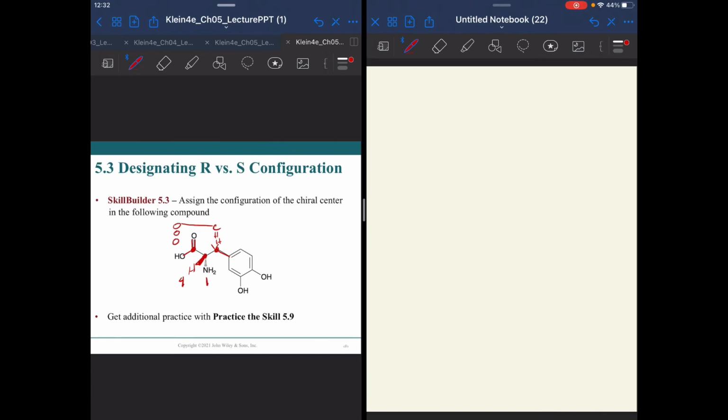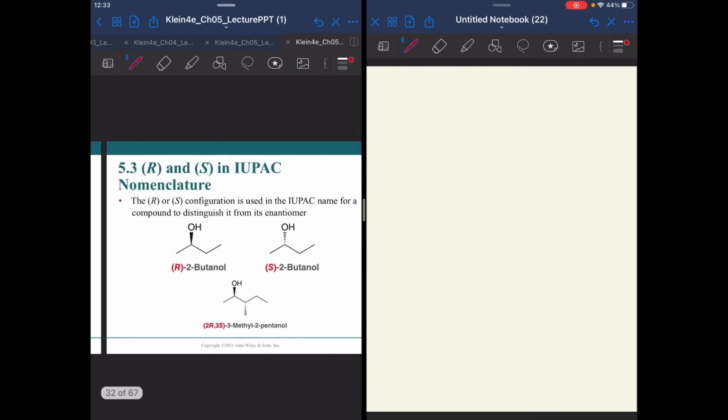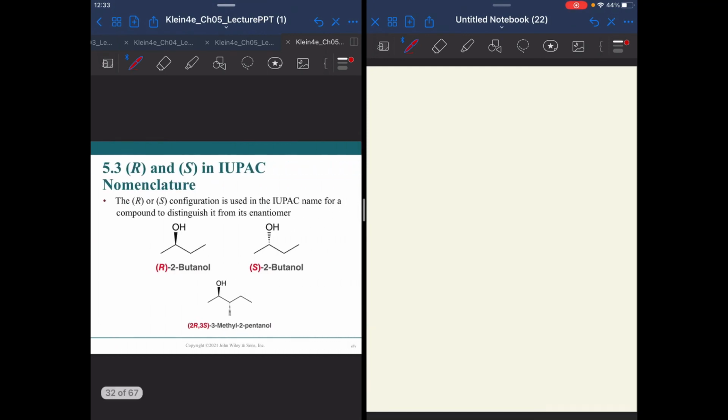Oxygen will beat carbon. And so I'm going to come in and just kind of erase this. The oxygen side wins. This is 2. This is 3. We can connect 1, 2, and 3, and it looks to be clockwise. But fourth priority is coming towards us. So if R is clockwise, in this case, it's going to actually be S, because the fourth priority is coming towards us. How does this affect our naming?